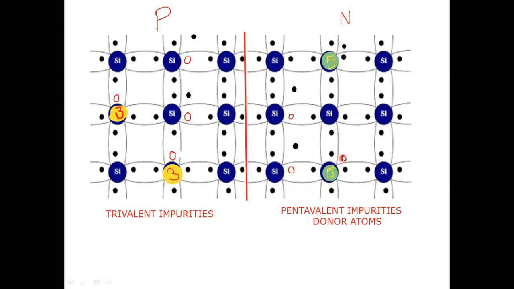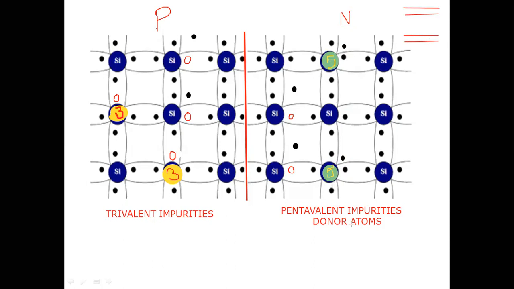Okay, see here, this fifth electron is loosely bound to this pentavalent impurity atom. So if you recall the band structure, this is the valence band, right? And this is the conduction band.